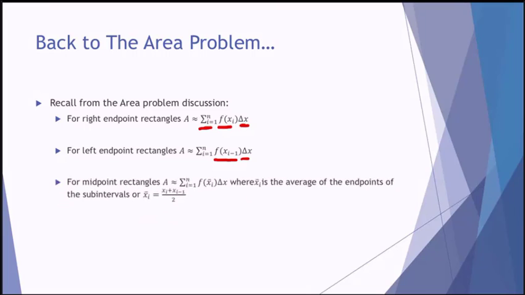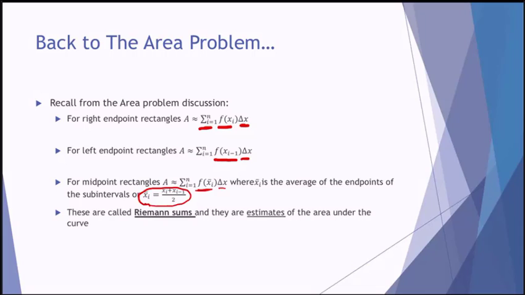And then similarly, we can do midpoint rectangles, where delta x is still our width. Our height, however, is now based on the x value that is exactly halfway in between the two endpoints of the subinterval. So in other words, to find x sub i bar, you average the endpoints of the subinterval. You then input that average into the function, and that gives you the height of your rectangle. So we've already talked about all of these. We do call these Riemann sums, and they are all estimates of the area under the curve.